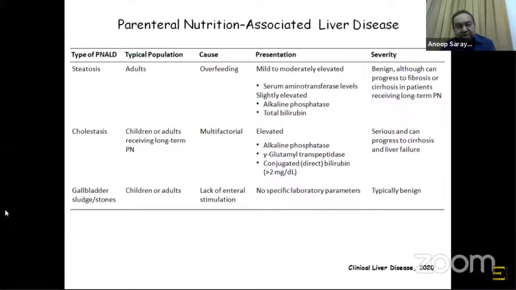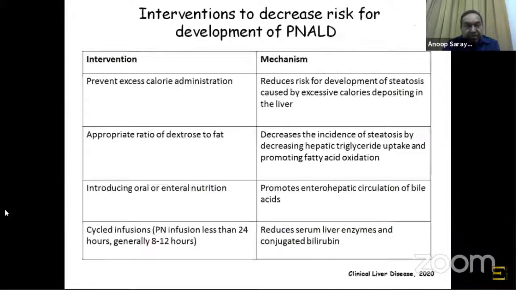Cholestasis is seen in children and adults receiving long-term parenteral nutrition, and gallbladder sludge and stone is also seen in children and adults due to lack of enteral stimulation. So this is also a typically benign condition, and these are the interventions which are needed for avoiding this. Prevent excess calorie administration, appropriate ratio of dextrose to fat, introducing oral or enteral nutrition, and cycle infusion is better than the continuous infusion. Thank you.